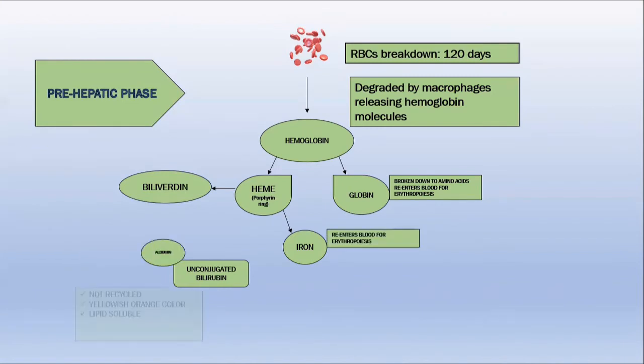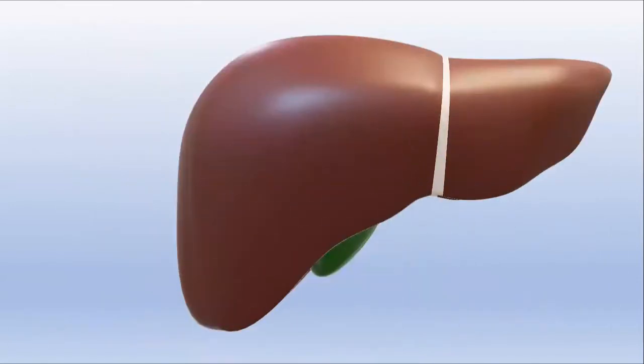Now, this biliverdin will be converted, and this unconjugated bilirubin, tandaan po natin, is lipid soluble. So upon the travel of this unconjugated bilirubin to the liver, hindi siya makaka-travel sa ating liver because it is lipid soluble. So ano ba ang kailangan natin? It needs a transport protein, which is albumin, for it to be transported to the liver. So now we are in the hepatic phase of bilirubin metabolism.